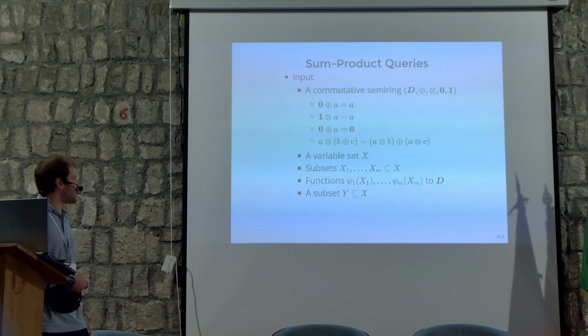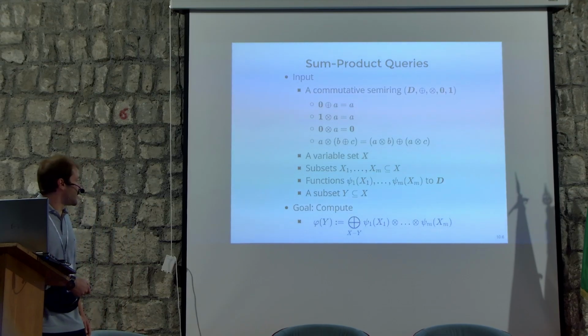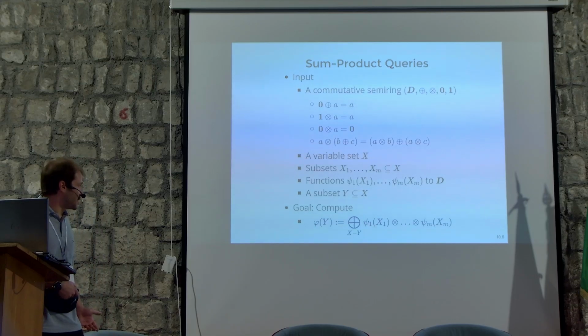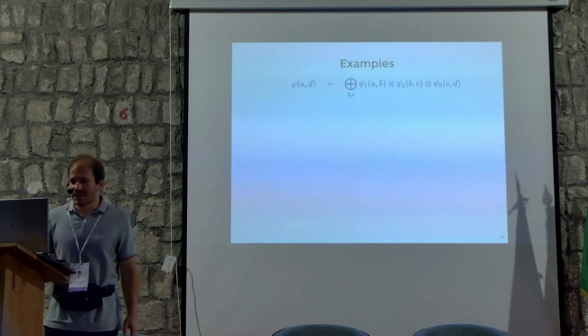In addition, we are given another subset of variables. And the punchline is we want to compute this expression. This expression is simply a product of those input functions, where after we take the product, we take a summation over a subset of the variables so that the output of this expression is a function over the remaining variables. And this is where the name sum product query comes from. It's simply a product of functions where we take a summation over some of the variables, and the output is a function over the remaining variables. This is what we want to compute. So let's take a look at one example.